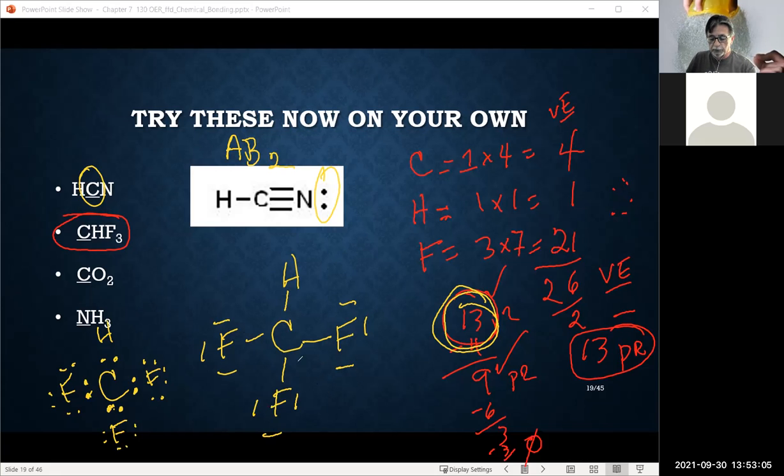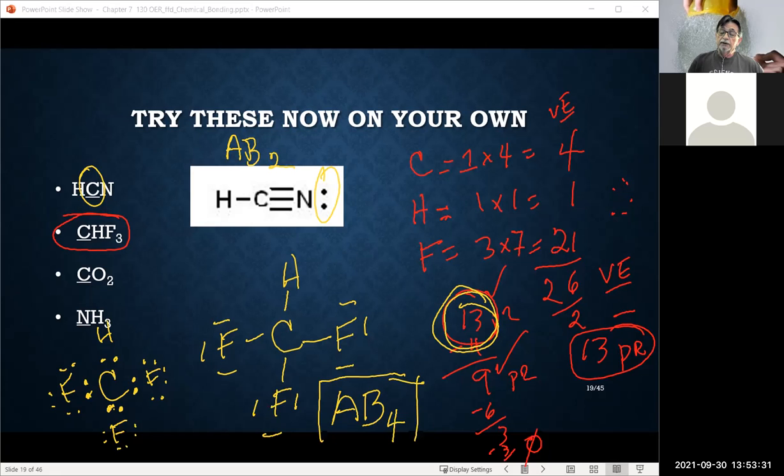Our general formula would be: A is the central atom, B are the fluorides, which are 3 of them, and 1 hydrogen. So I've got A, B4. We don't have an E because there's no lone pair on the central atom. So that's our general formula, AB4.